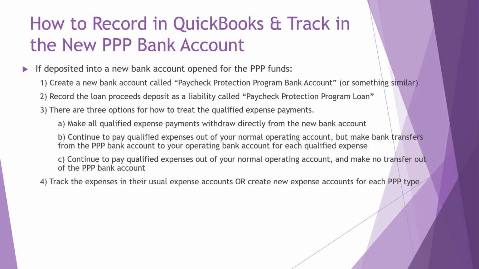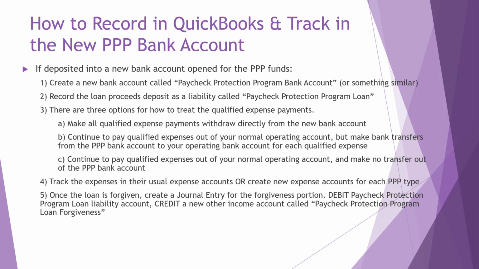So then going on to expenses, you can track each of those qualified expenses in their usual expense accounts, or go ahead and create new expense accounts for each PPP type. So you could create a PPP-utilities expense, you could create a PPP-payroll expense. I don't see an issue either way, but if it did end up being an issue, it's very easy to change after the fact.